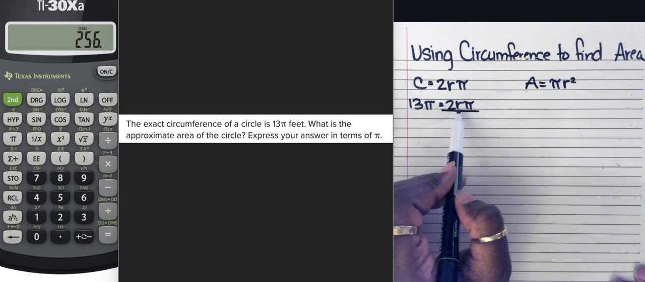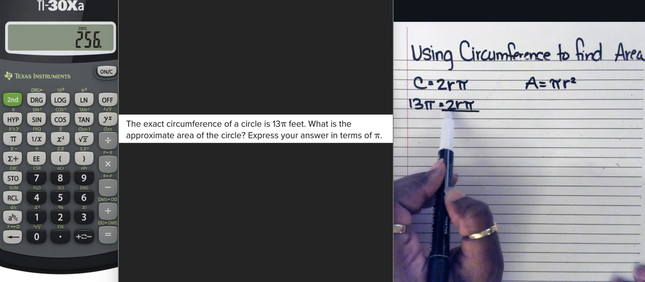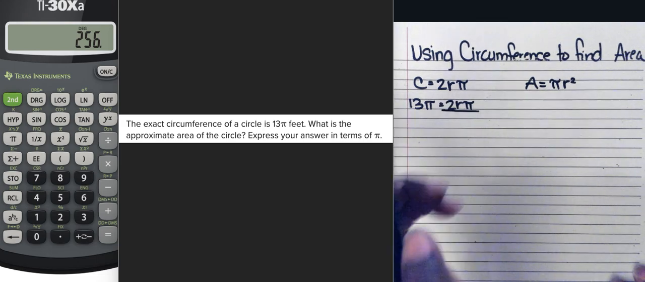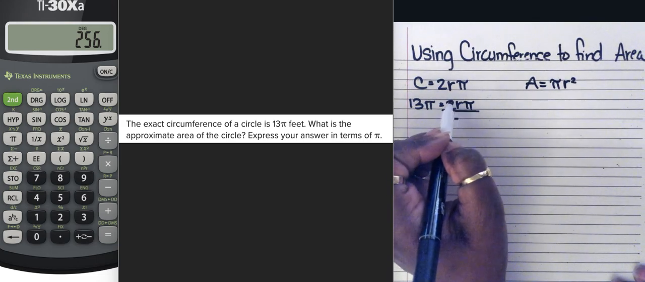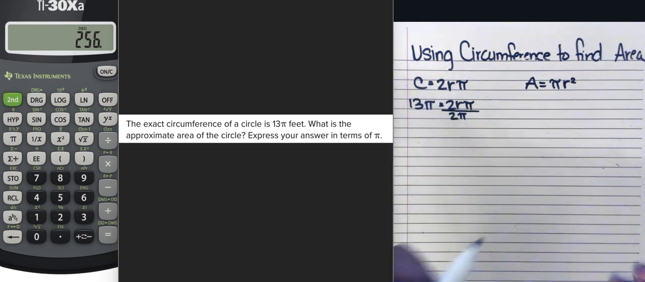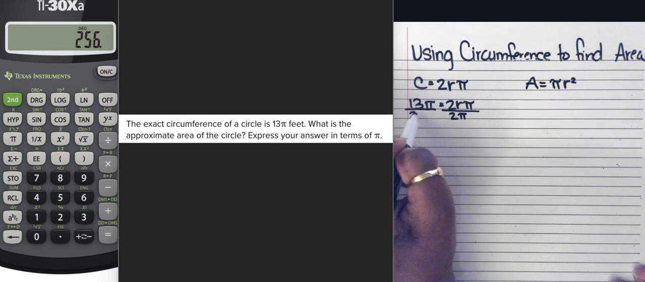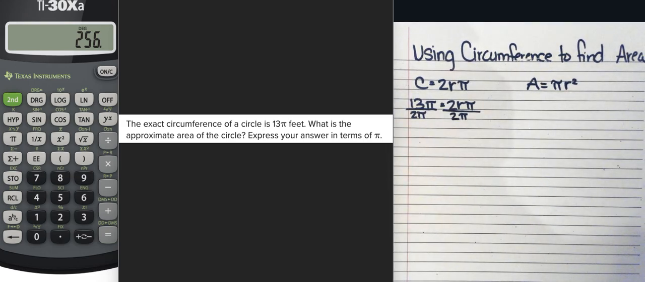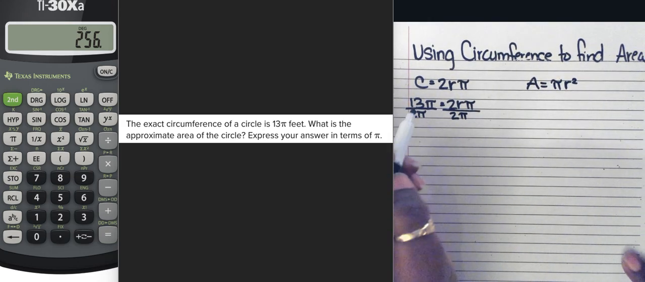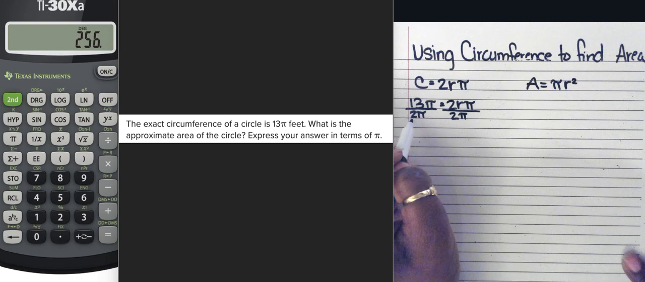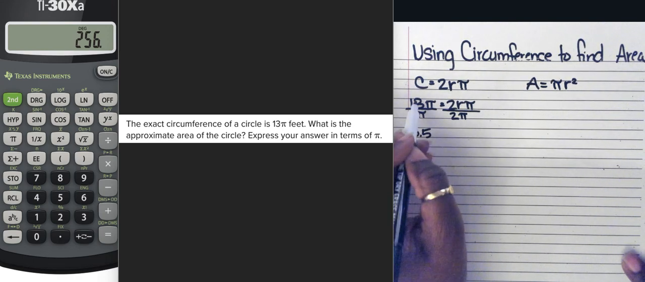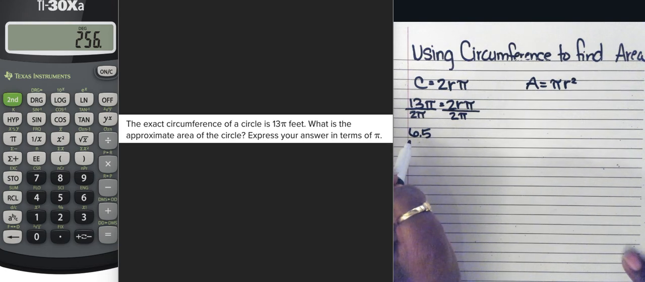So we see that the radius is being multiplied by 2. It's also being multiplied by pi. So I'm going to divide both sides by 2 as well as pi. Over here, I'm going to do the same thing and divide by 2 and pi. What we end up with is 13 pi divided by 2 pi. Well, that's going to give us 6.5. 13 divided by 2 gives us 6.5.